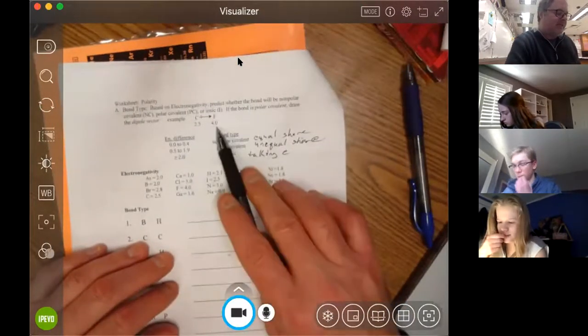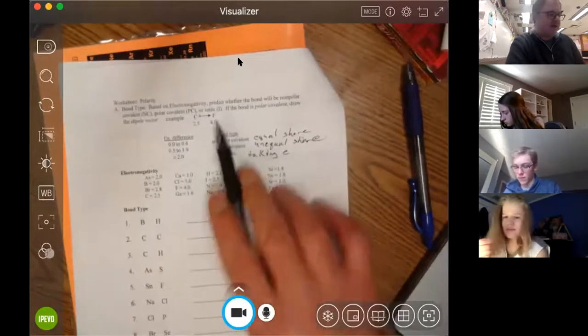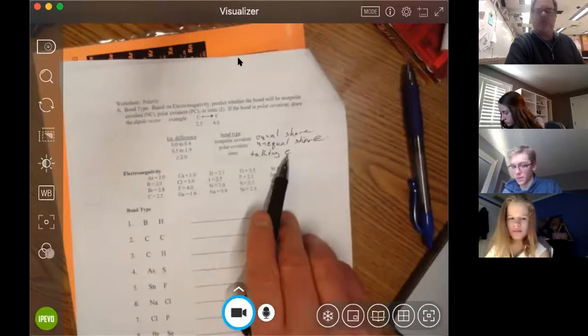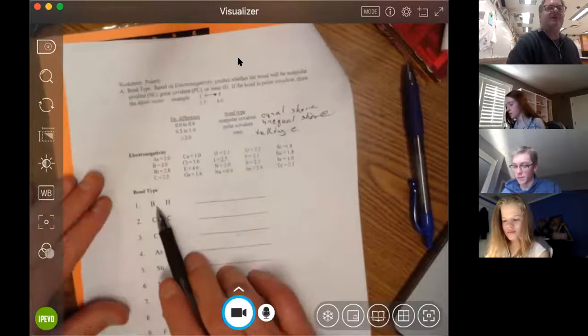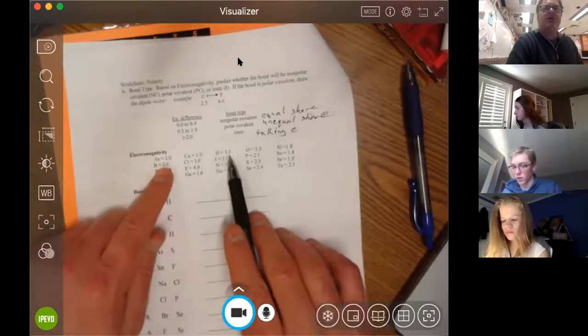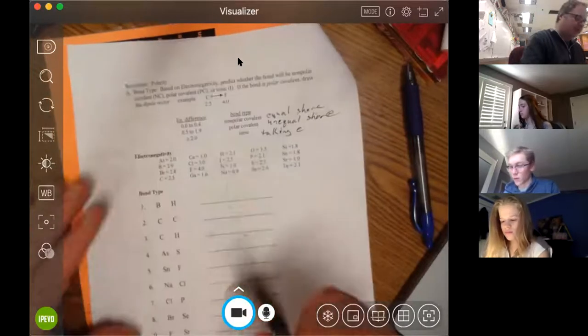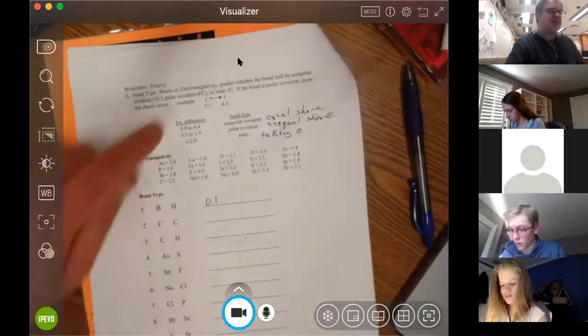Remember, electronegativity is that attractive force to those electrons. So the higher the electronegativity, the more it's going to pull those electrons toward it. So if we take a look between B and H, the bond between B and H has an electronegativity difference of 0.1. Where does that fit in here?